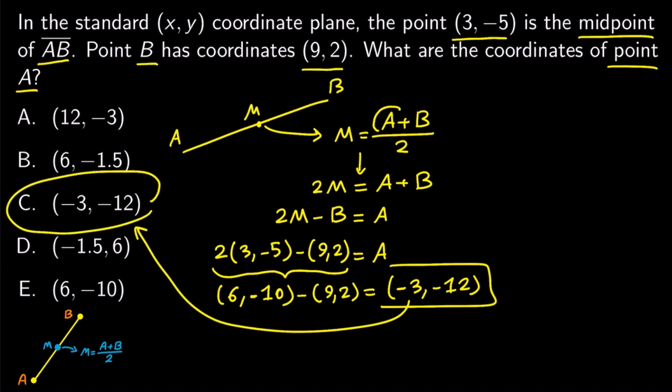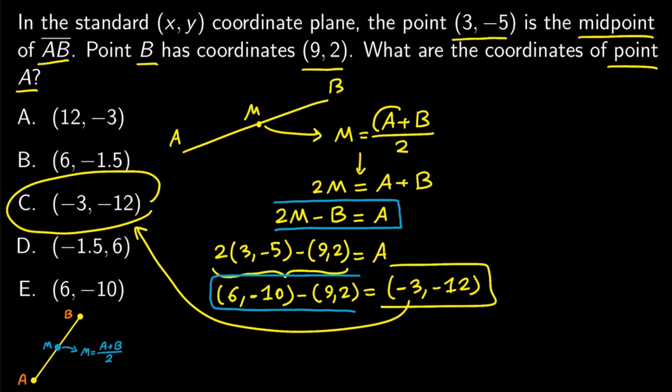Great. On the test day, you shouldn't write down all these steps. Instead, in order to save time, you should write down only the most crucial steps. In this case, the rearranged equation to find the point A and the substituted coordinates.